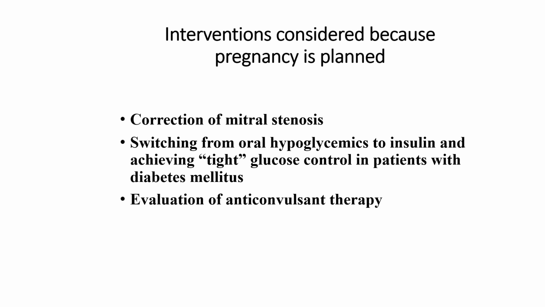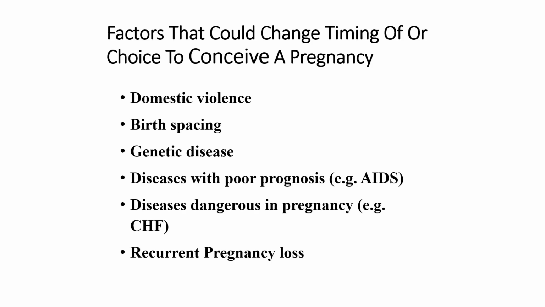And interventions considered because pregnancy is planned. In case you are planning for a pregnancy and the mother is having mitral stenosis, you should do the correction of mitral stenosis. It is better to do that. And if the mother is using hypoglycemic drugs, it is better to switch to insulin. And if she is taking anticonvulsant drugs, it is better to consult a doctor and either reduce the dose or change the medicines if possible.